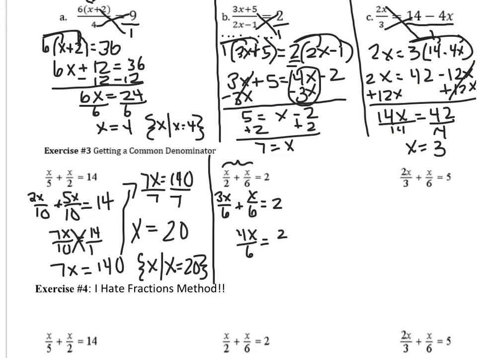I can put the 2 over 1. I now have a fraction set equal to a fraction, so I can cross multiply. 4x times 1 is 4x. The equals goes in the middle. 6 times 2 is 12. Dividing both sides by 4, 12 divided by 4, you see x equals 3.